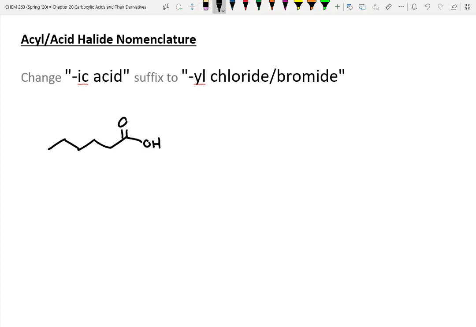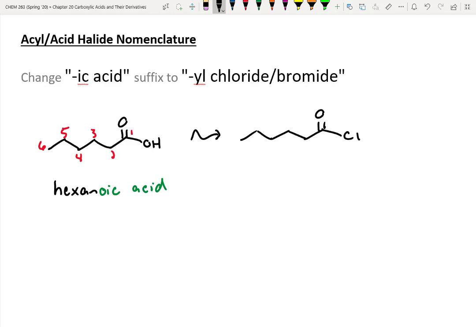And in this case, we've got a backbone that is 1, 2, 3, 4, 5, 6 carbons long. So it would be a hexane to indicate that we've got 6 carbons. But if you remember, because it's carboxylic acid, we would go with oic acid to indicate that it's carboxylic acid. All right, so then the question is, well, what would it be called if we swapped off that OH group on the end for something like a chlorine?